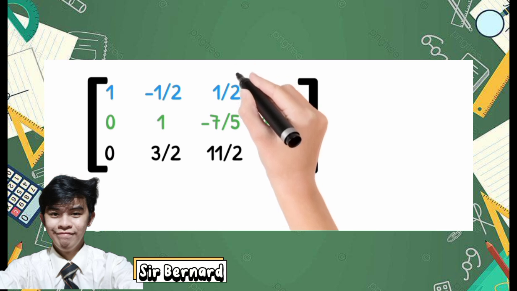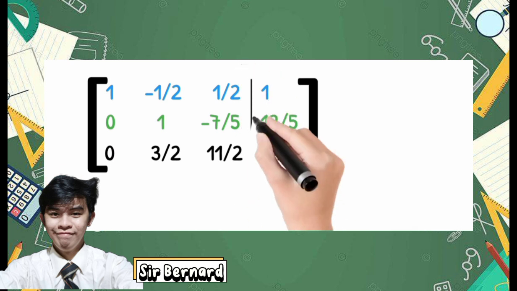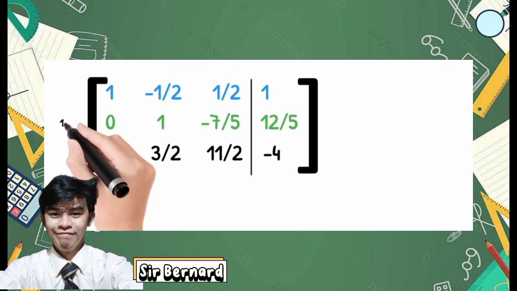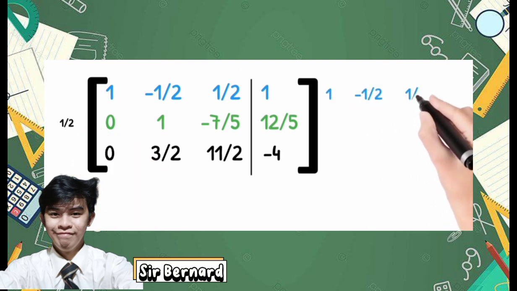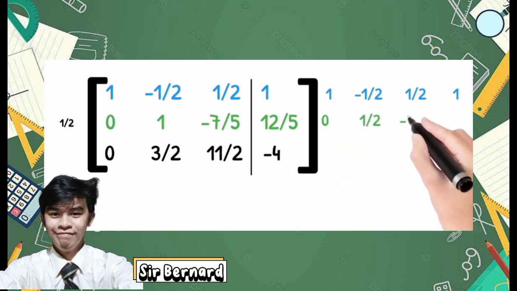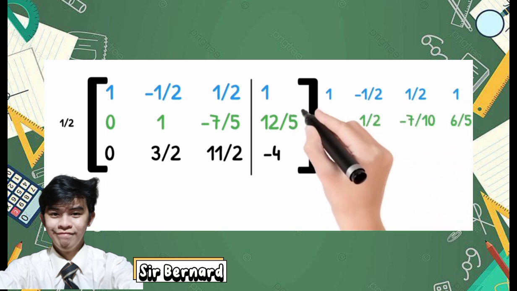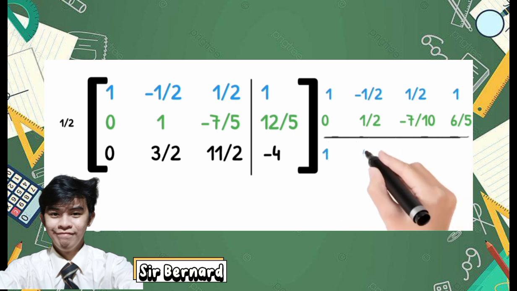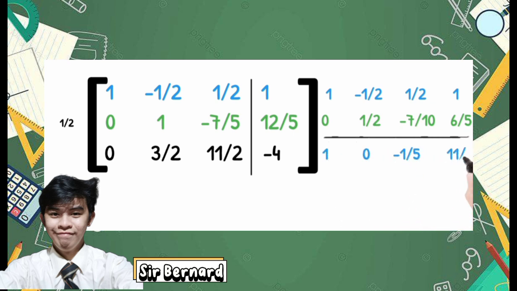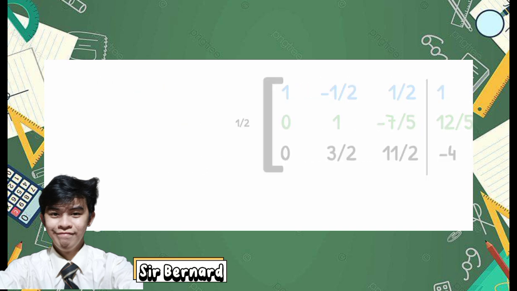The next step is to zero the negative 1/2 in row 1. So we multiply 1/2 by row 2 and add to row 1. The answer is 1, 0, negative 1 over 5, and 11 over 5. That's the new row 1, and copy row 2 and 3.